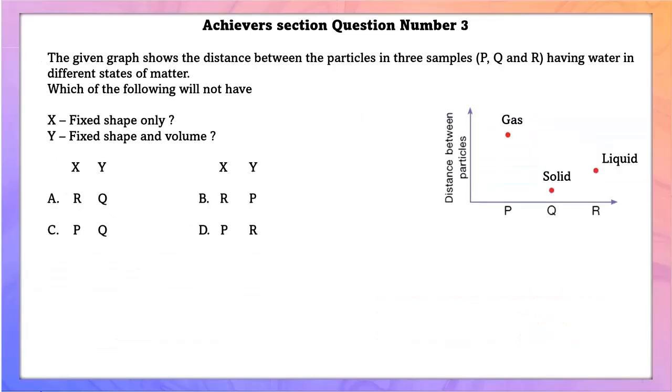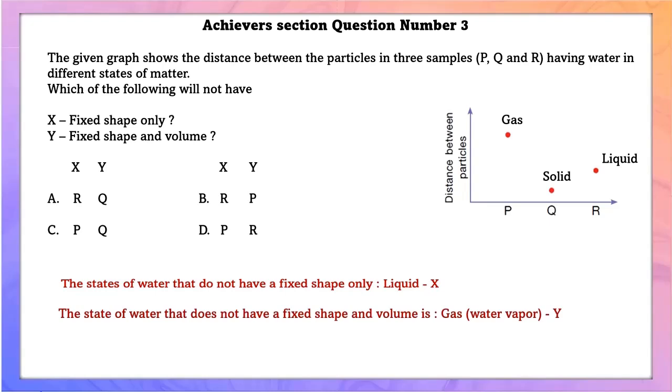Achiever section question number 3. The given graph shows the distance between the particles in 3 samples P, Q and R, having water in different states of matter. Which of the following will not have X, fixed shape only, Y, fixed shape and volume?